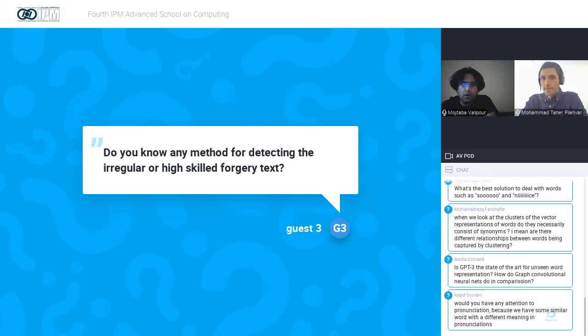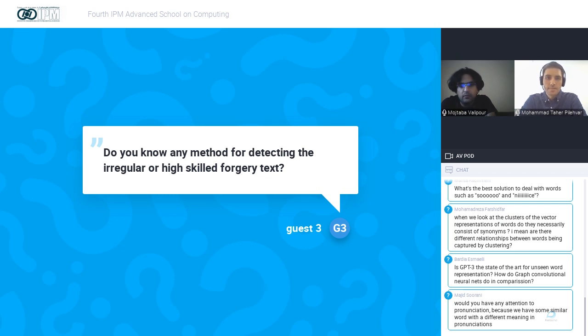Okay, cool. Do you know any method for detecting irregular or highly skilled forged text? I'm not sure if I understand the question, but if it is a sentence that doesn't look fluent, that doesn't follow the grammar... It means he's trying to give you some information about any kind of fake documents that are perfectly faked, maybe authentic-looking documents.